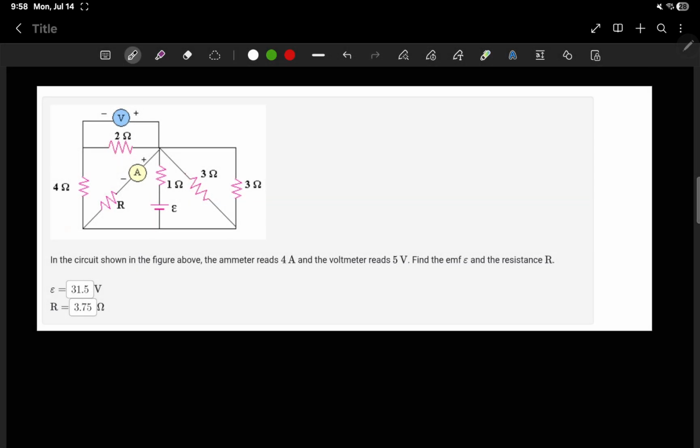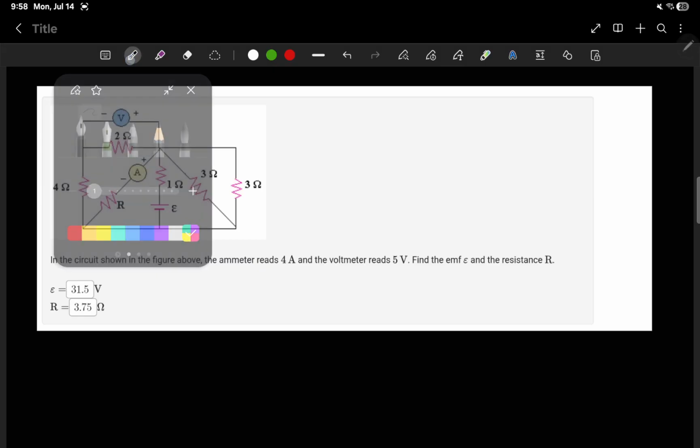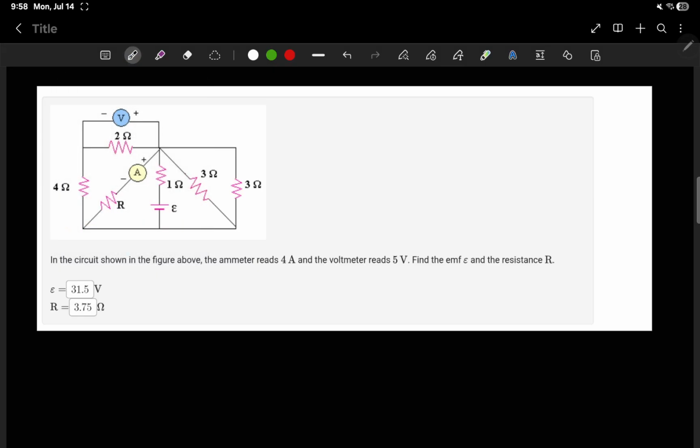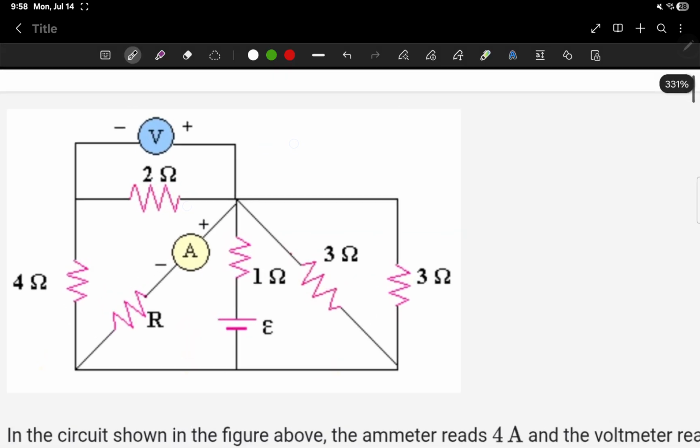We'll start by finding the resistance R because it's easier to solve for that first and then go for the EMF. So we start with finding the current through this resistor. The reasoning behind that is that if you know the current going through this one, then the current going through this other resistor is the same. And why is that? Because these two resistors are actually in series.